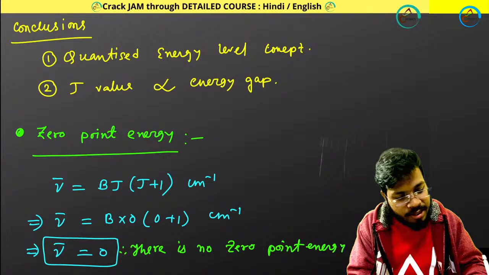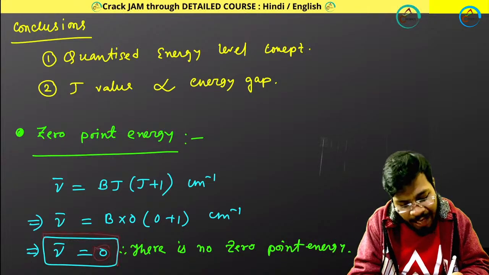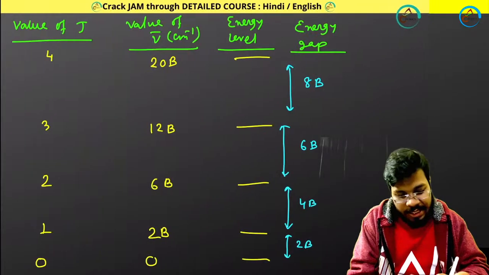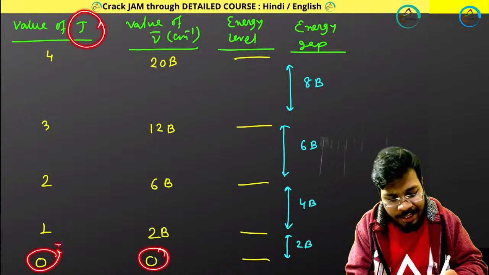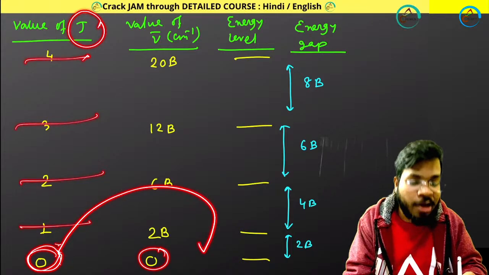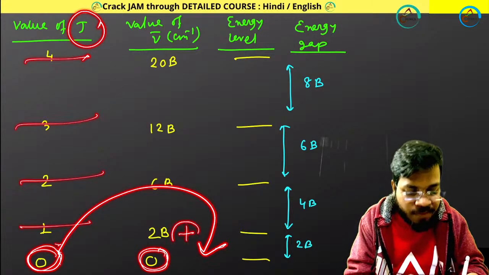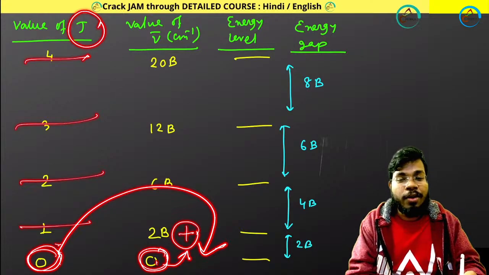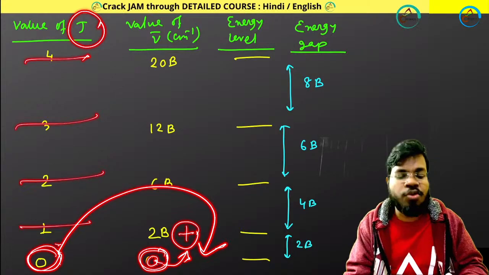If you have zero point energy, then you have to have some positive energy value at the lowest level. For j you are getting different energy levels, but if you put the lowest value of j, you are getting the lowest value of energy, that is 0. If the lowest value were positive, you would have some zero point energy value. But as it is 0, you won't have any zero point energy.